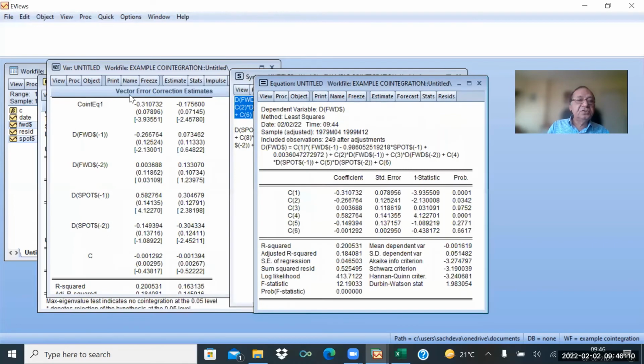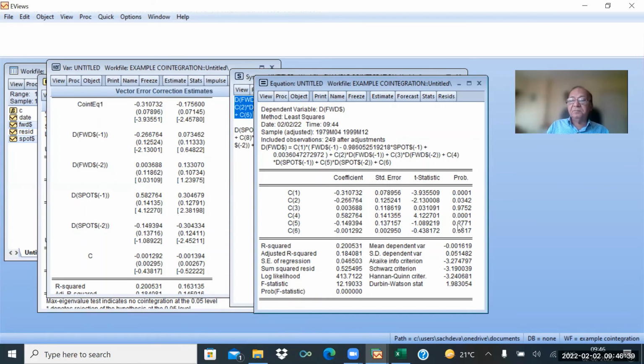C3 is 1, 2, 3. That is a difference of second lag of forward price. So that is not statistically significant, 0.9752. C3 is not statistically significant. C4 is what? That is spot lagged price. That is statistically significant.